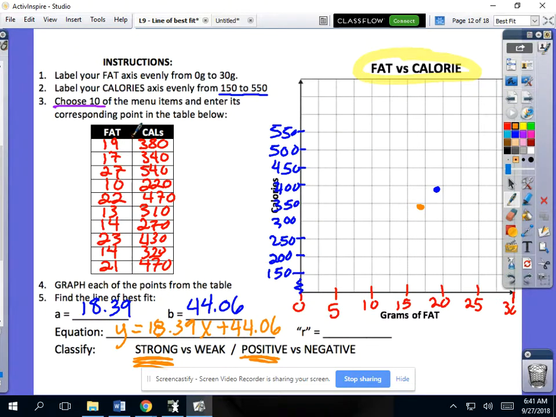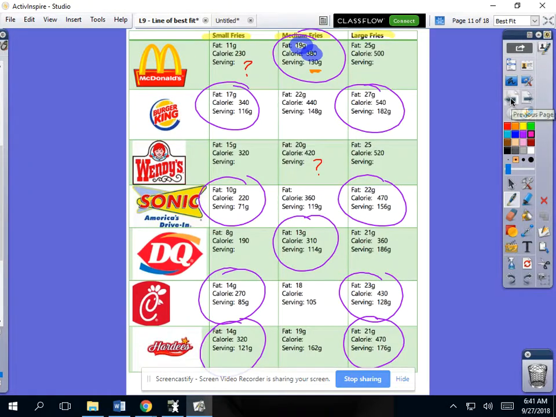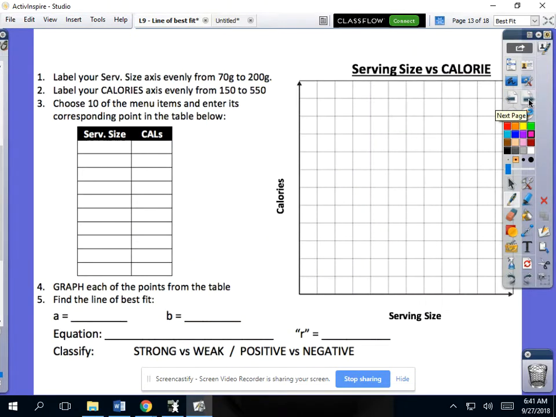So really, this second column here should remain exactly the same because we're plugging in the same points. But instead of grams of fat, we're now taking grams of the serving size. So the serving size there would be 130, and the calories in that case were still 380. So take a minute to go ahead and practice that one as well. The more we practice, the better we're doing.